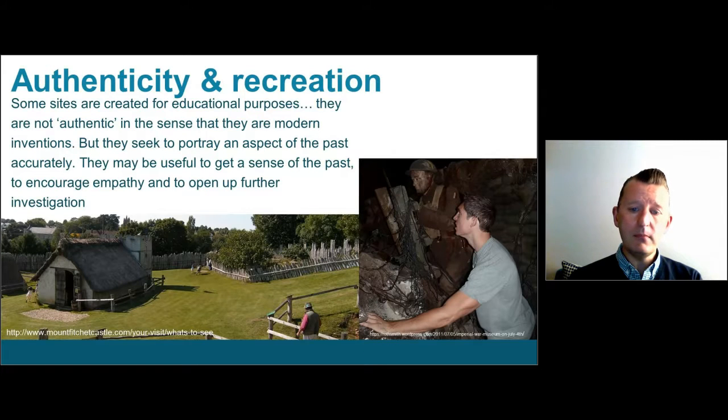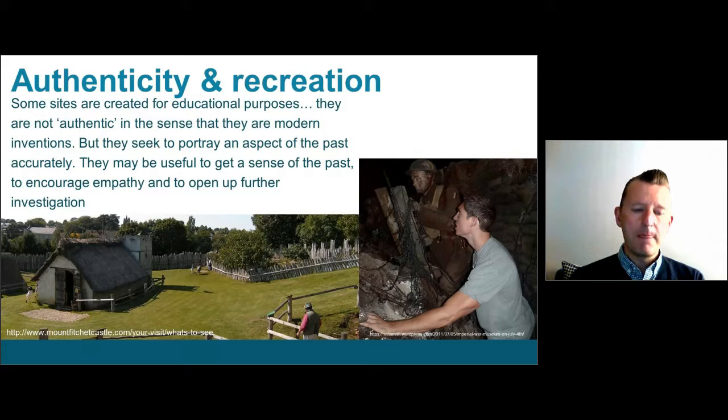One question to think about is the balance between authenticity and recreated sites. So some sites are created for educational purposes. They're not authentic in the sense that they're modern inventions, but they do seek to portray an aspect of the past accurately. So they may be useful to get a sense of the past, to encourage empathy and to open up further investigations. So here are two examples.